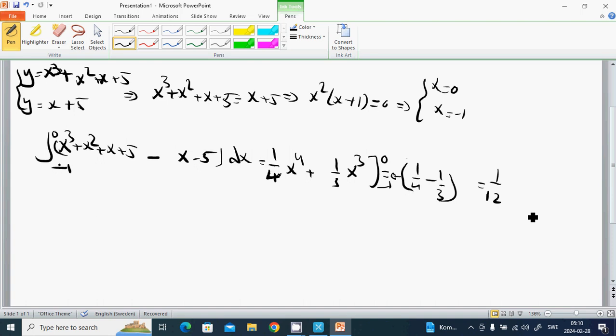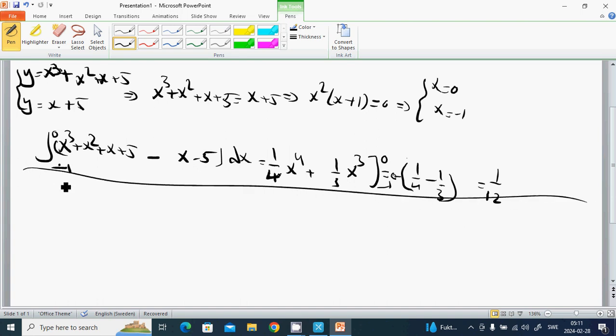We have the area between two functions. The area between two functions is simply, y1 equals x^3 plus 2, y2 equals 2x^2 minus x plus 2.